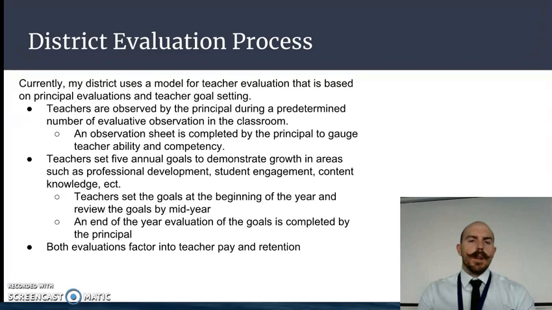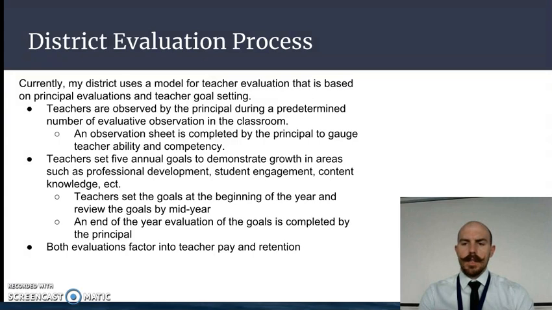Currently at my school, my district uses a model for teacher evaluations that is based on observations, but also on teacher goal setting. So teachers are observed by the principal, depending on the teacher and their situation. There's an agreed-upon number of observations in which the principal will go in and gauge teacher ability and competency.